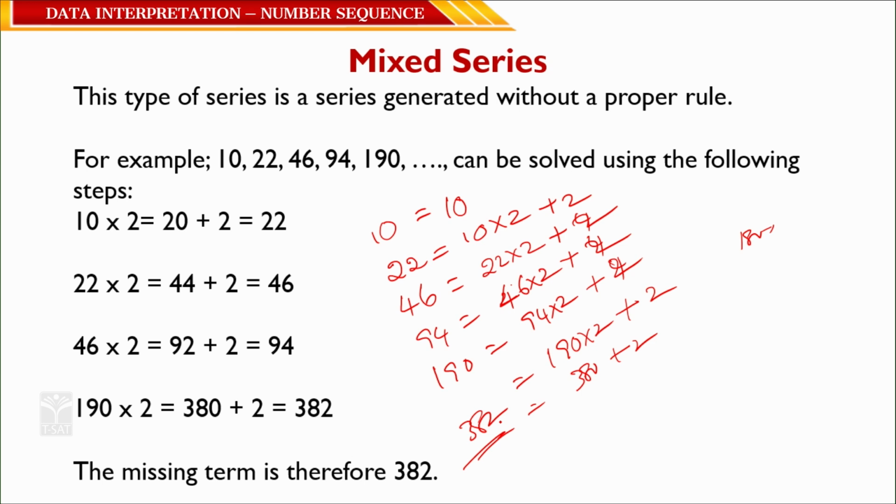So this is the pattern. Here each number will be generated by multiplying with 2, adding with 2. Multiply with 2 and add 2. So then 382 will come. Is it clear? This kind of series is called mixed series.